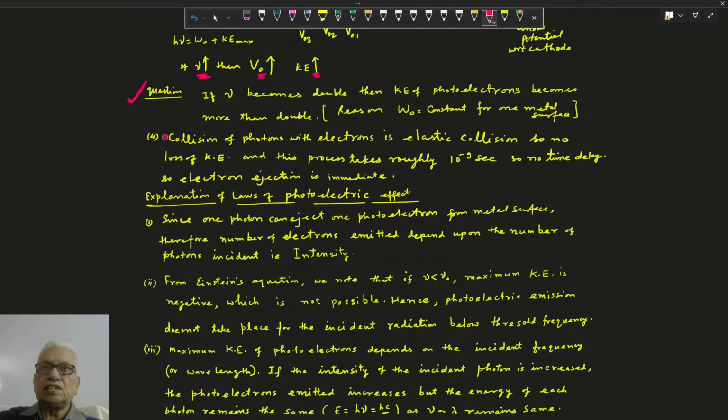This question is asked many times in the CBSE board: if frequency becomes double, then kinetic energy will become more than double. What is the reason for this? The work function is constant. Work function does not double.